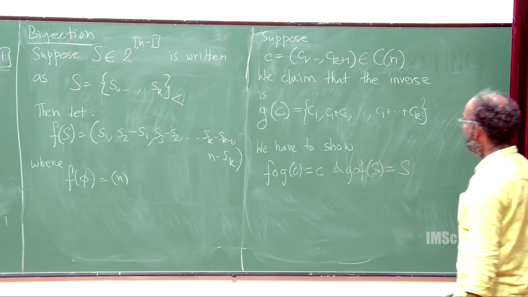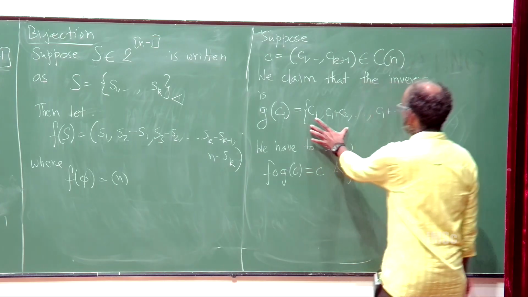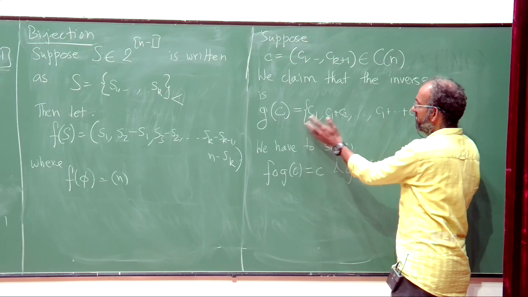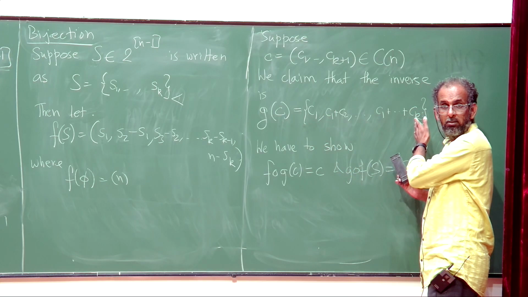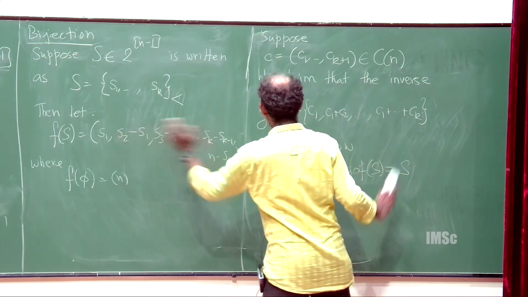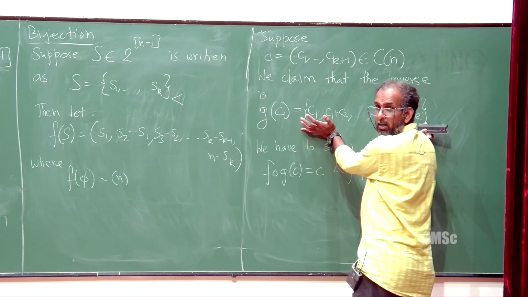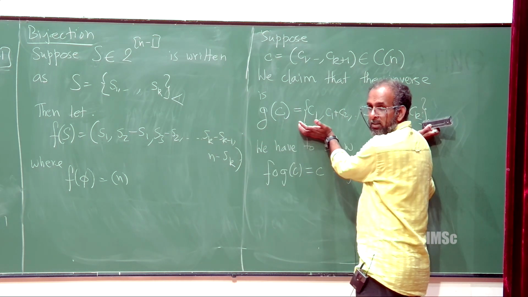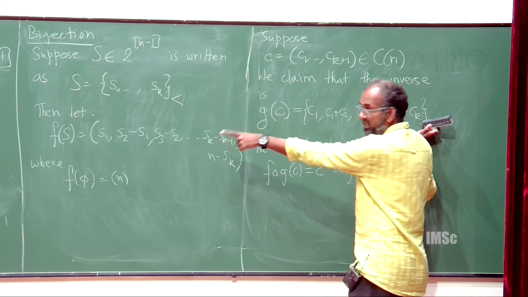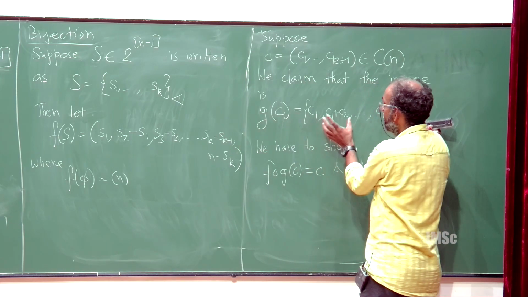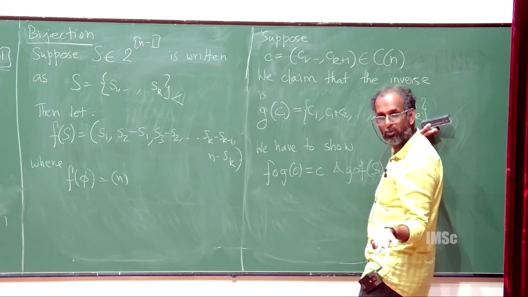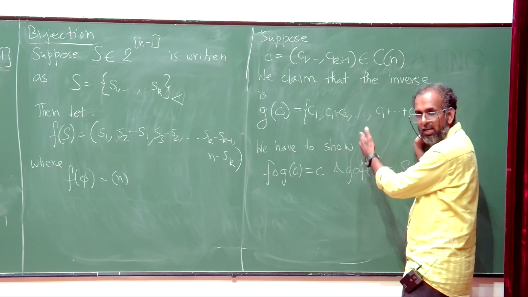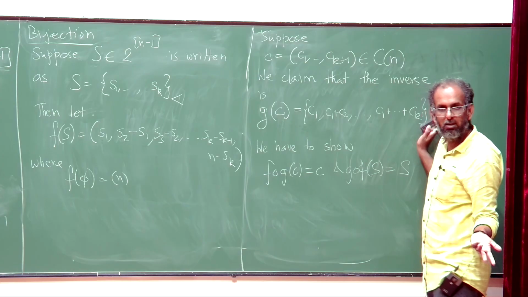And this, shall I leave you to check? It's not hard. So if I start with C, I get this. Now apply F to this. This is already in increasing order. So now just apply, so this is my S. What is the first element of F of S? C1. What is the second element? S2 minus S1. What is S2 minus S1? Which is C2. What is S3 minus S2? C1 plus C2 plus C3 minus C1 plus C2, which is C3, etc.